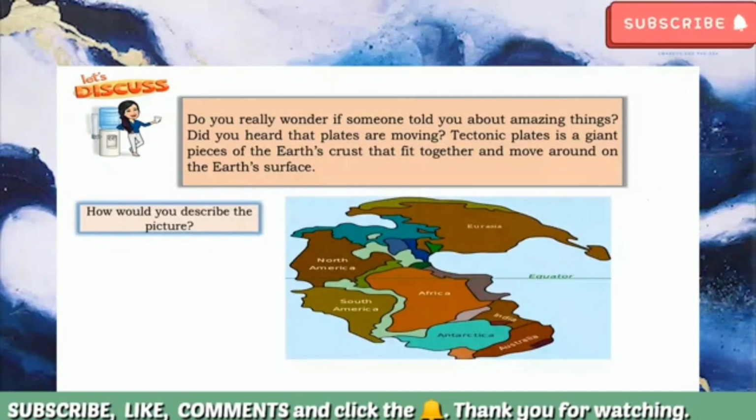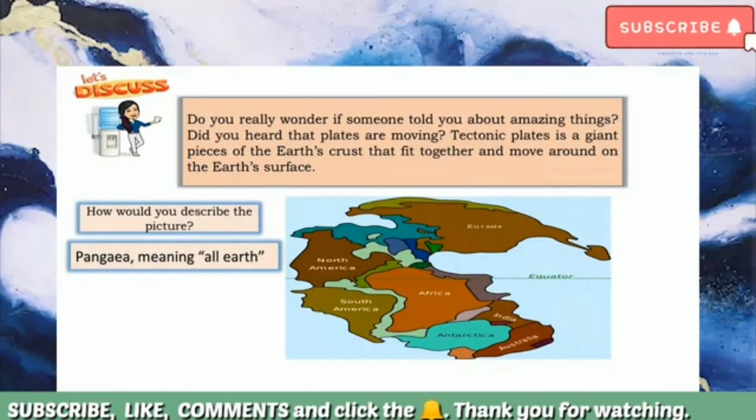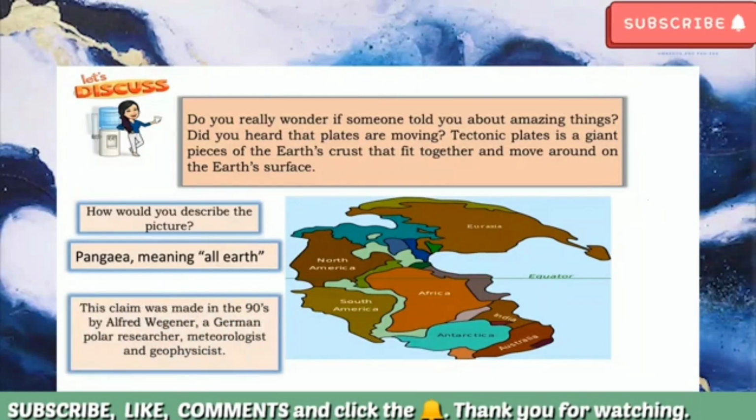How would you describe the picture? Land masses joined together. It is also known as Pangaea, meaning all Earth, or supercontinent. This claim was made in the 1900s by Alfred Wegener, a German polar researcher, meteorologist, and geophysicist. Let's watch a short video to discuss Pangaea.